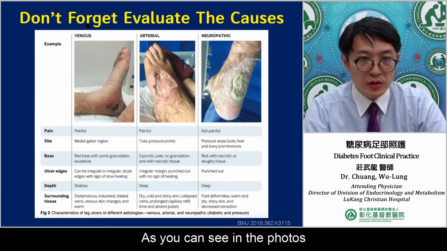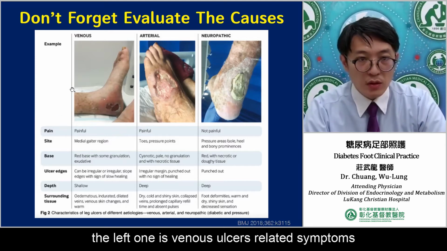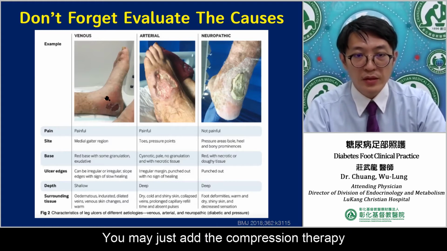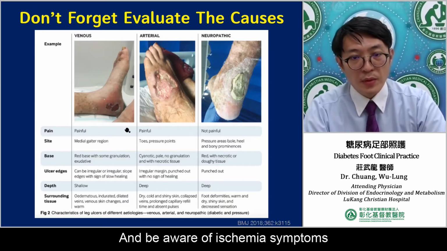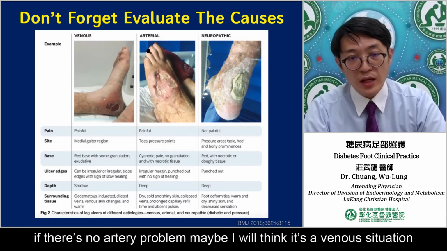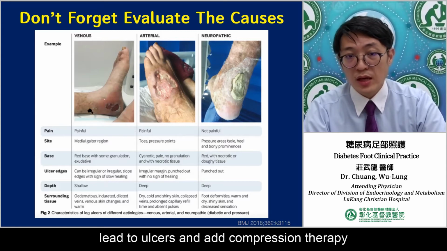As you can see in the photo, the left one is a venous ulcer related symptom. You don't just change antibiotics again and again. You may just add the compression therapy. Don't forget it. But beware of ischemia symptoms, so sometimes I like to exclude an artery problem. If there is no artery problem, maybe I will think it's a venous situation leading to ulcers and add compression therapy.